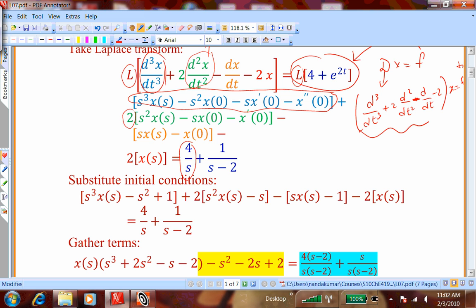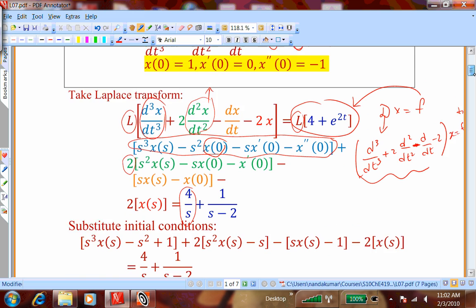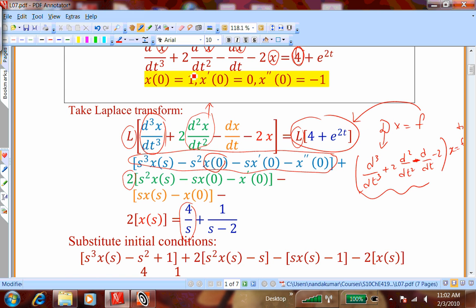I take all these initial conditions. x of 0 is given to me in the problem as 1. Okay? So I substitute 1 here. So this becomes simply s squared, that term, multiplied by 1. Then the next term is x prime of 0. x prime of 0 is 0. It drops out. The next term is x double prime. x double prime is minus 1. Okay? So I have minus of minus, that becomes plus here. So this term is the same as that term.